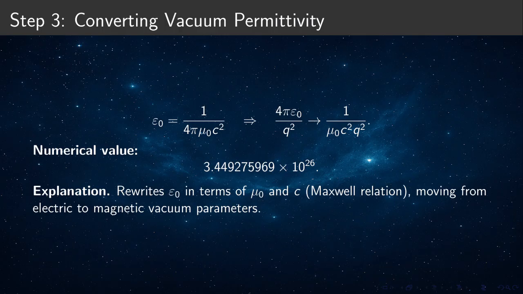Step 3. Converting vacuum permittivity. We now use a fundamental identity from electromagnetism. Epsilon naught equals 1 over 4 pi mu naught c squared. Substituting this in transforms the expression into 1 over mu naught c squared q squared. This step shifts the description from electric properties to magnetic and relativistic ones.